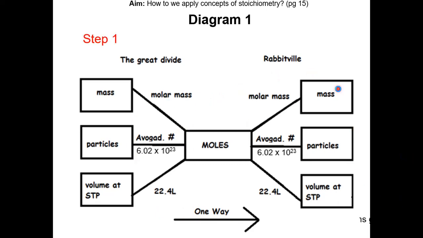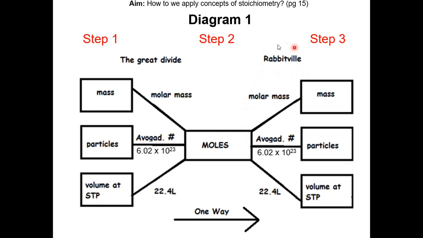So the step 1, you're either given mass, particles, or volume in the problem, and your goal is to convert to moles. Step 2, you're going to do a mole ratio. And step 3, you're going to convert it to the quantity or the unit that you want. So the Great Divide means divide, division. Whatever quantities A units are, you are going to divide by the conversion factor to get the moles. Once you get the moles, you do a mole ratio to get the moles of quantity B.